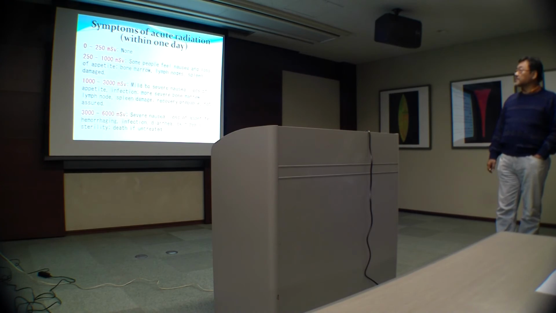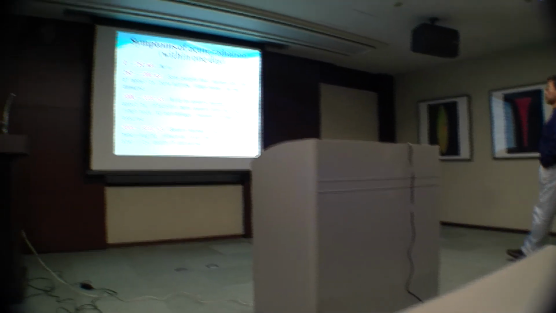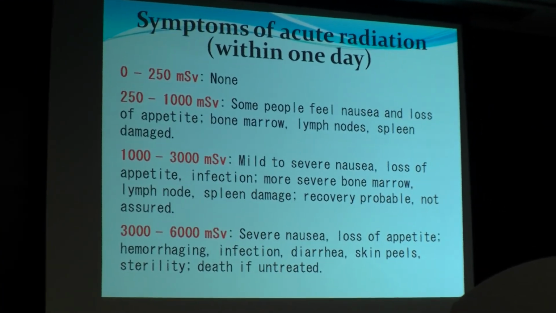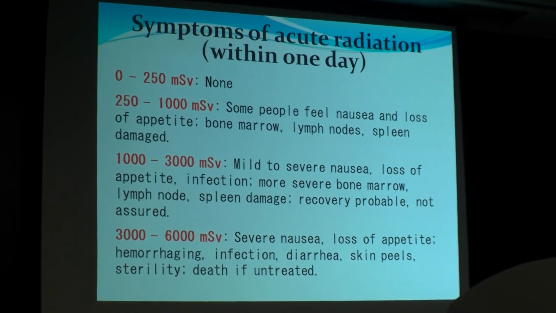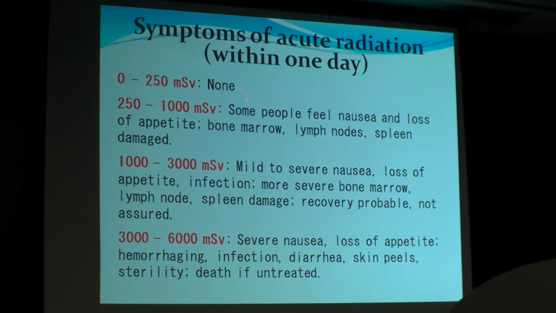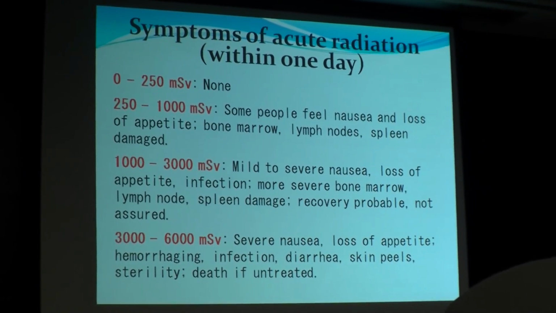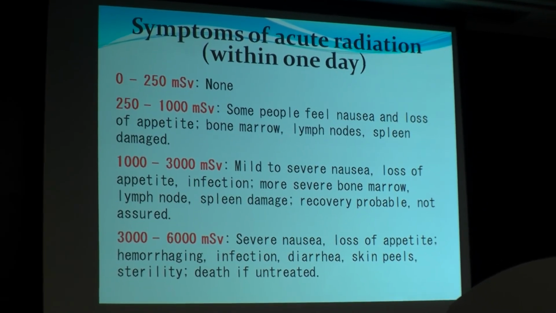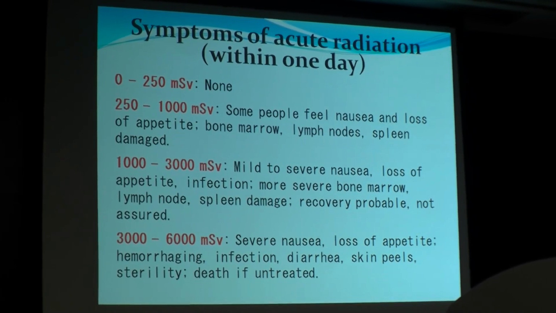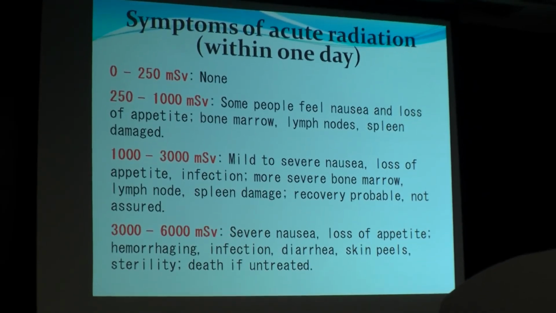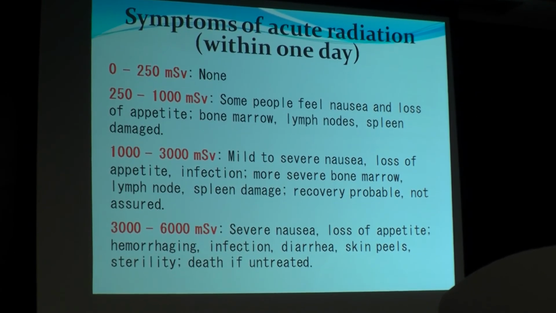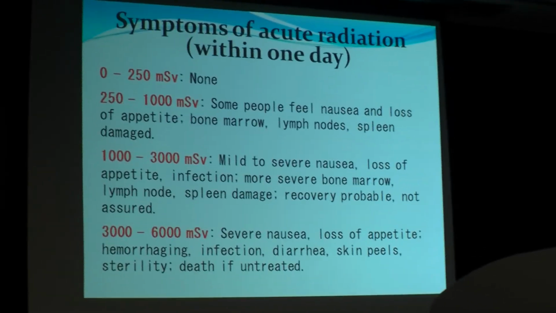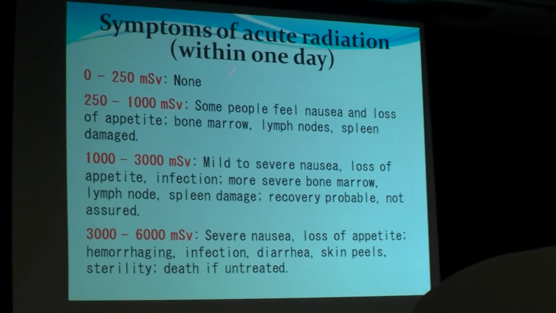Alright, next one please. Now, symptoms of acute radiation, which is what you see in a short time when you are exposed to radiation. Now, 0 to 250 millisievert, well, you don't see anything. That's in a day or in an hour? It is accumulation. Either you are staying at a 200 millisievert per hour place for an hour, or 25 millisievert for 10 hours, or anything, the total accumulation. I will send you all those.